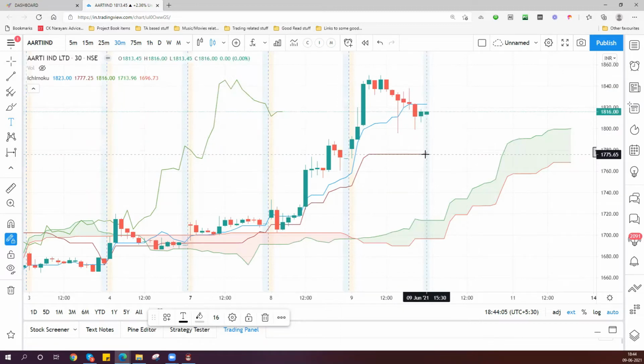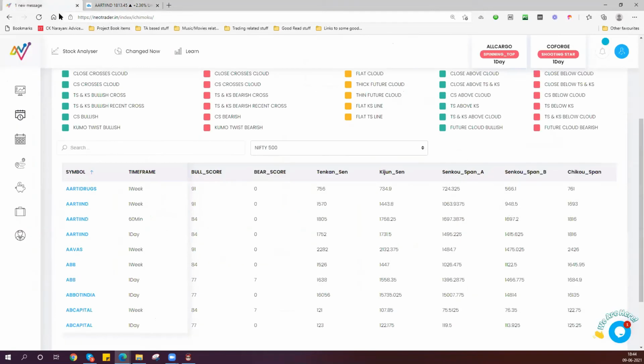Now either it can drop up to the next line for support, or it can drop to this for support. See, the levels of all these lines in different time frames will be different. So when you see here, in each of the time frames, the levels of each of those elements in Ichimoku is actually given. So if you look at the Chikou span in the 60-minute, that is at 1816, and in the daily it is at 1816, but in the weekly it is at 1693. So similarly, the values will be different for different time frames. So you can now adjust.